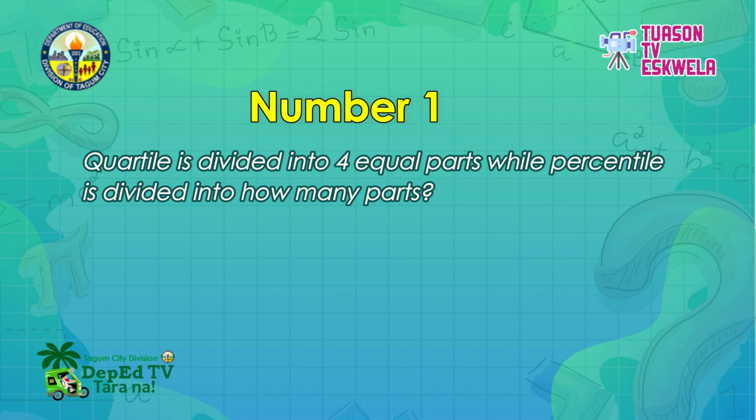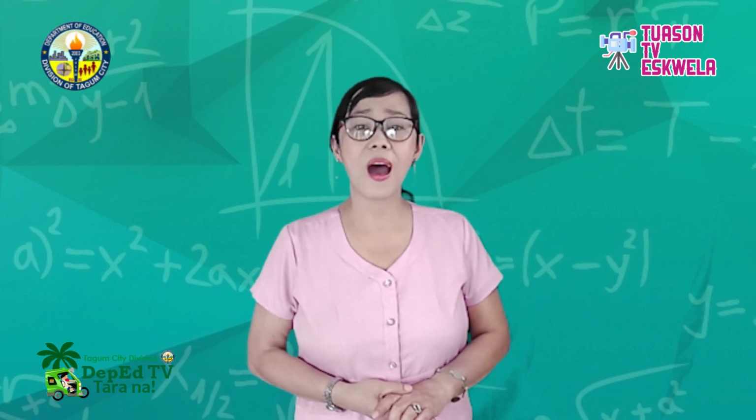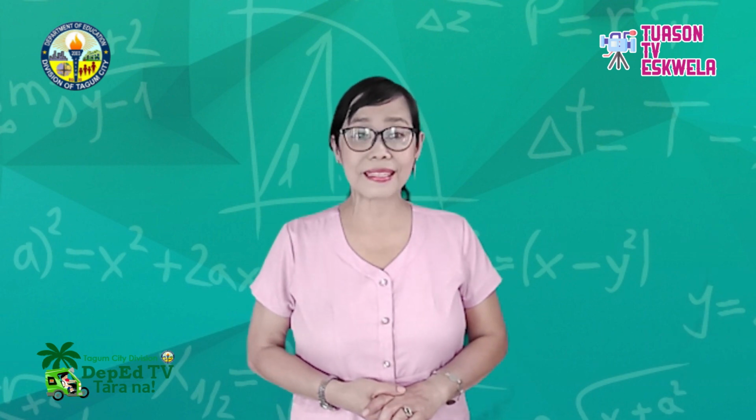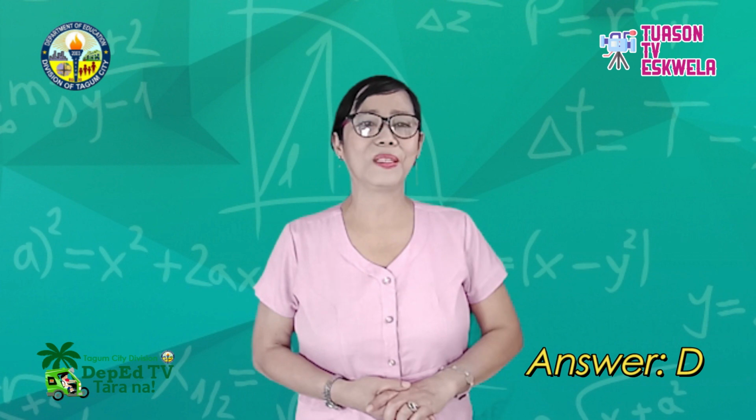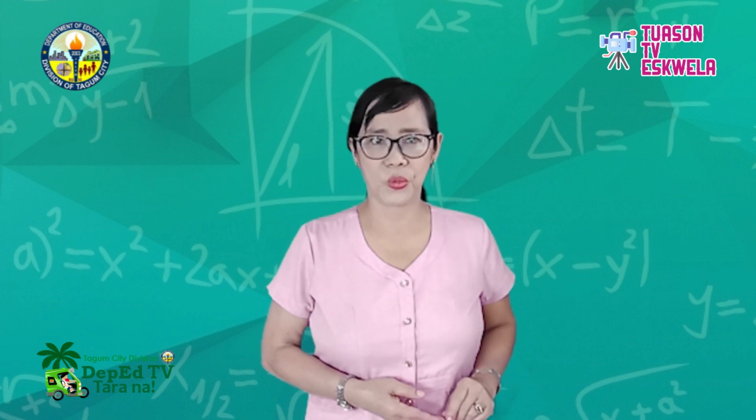Quartile is divided into 4 equal parts, while percentile is divided into how many parts? Choices are letter A, 10, B, 25, C, 50, and D, 100. Your timer starts now. Time is up. The correct answer is letter D, 100.